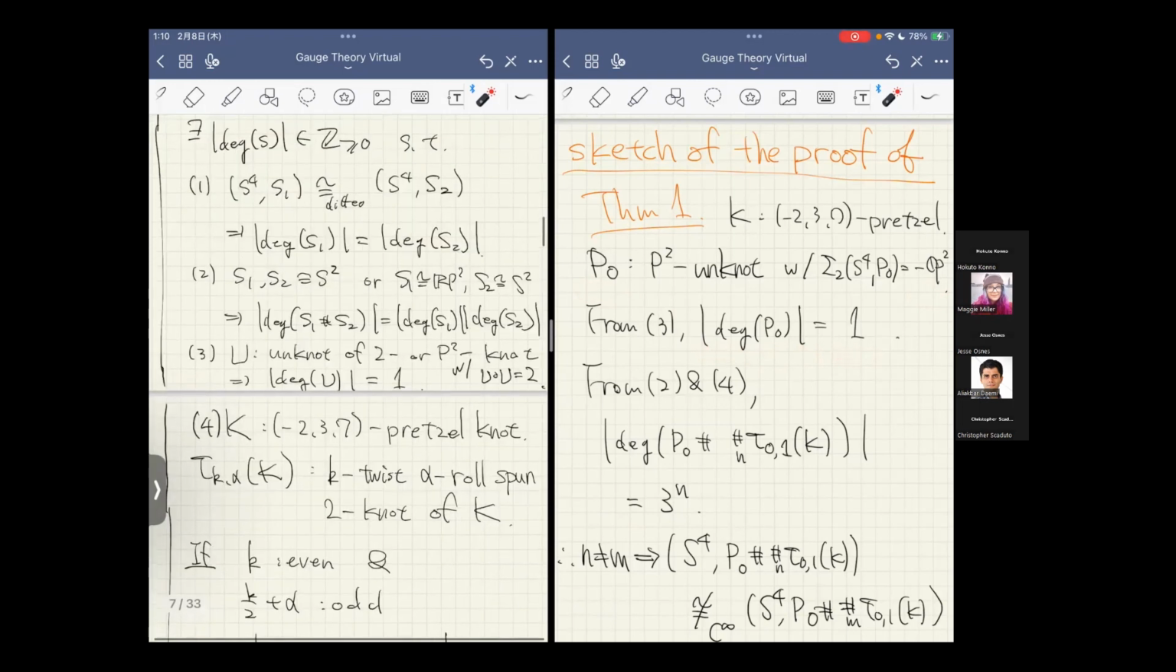And from the connected sum formula and this property, the P2 knot given by the connected sum with the 2 knot is n times the connected sum of one copy of this knot. Then our invariant equals n times n to the power of 3. So if n does not equal m, they are not pairwise diffeomorphic.